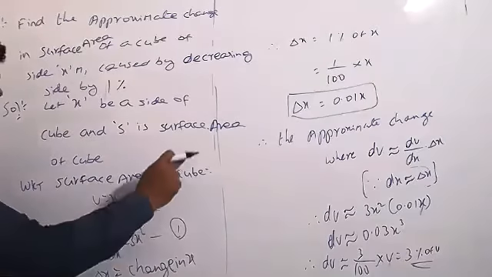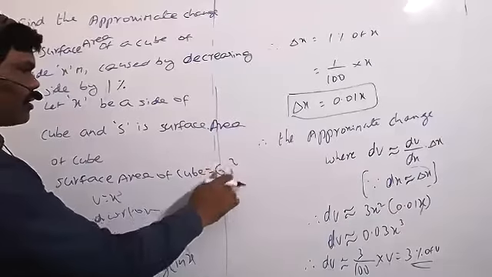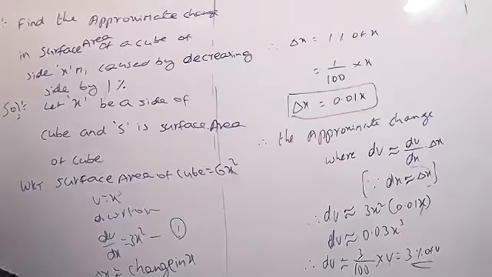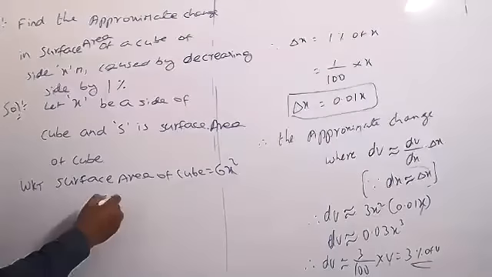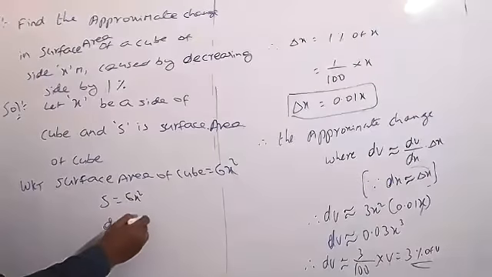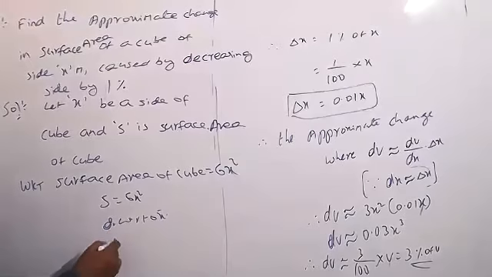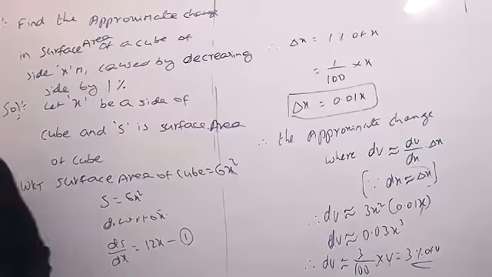See, what is the formula for the surface area of a cube? S equals 6x squared. Now differentiate with respect to x on both sides. So dS by dx equals 12x. This is equation number 1.